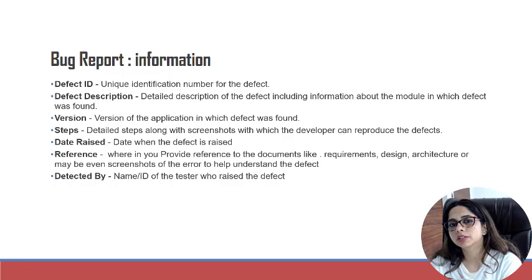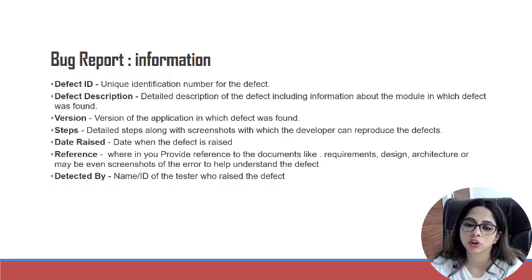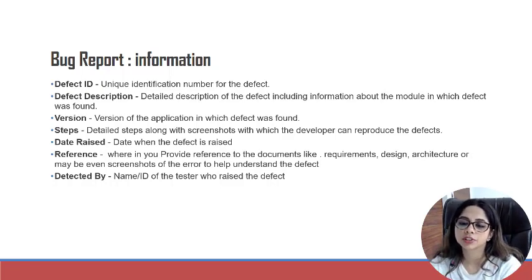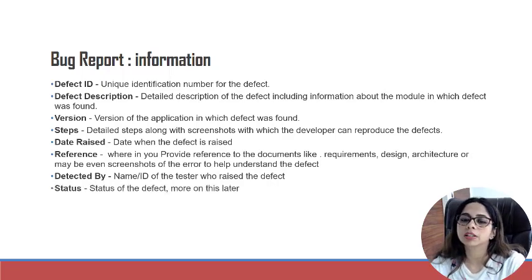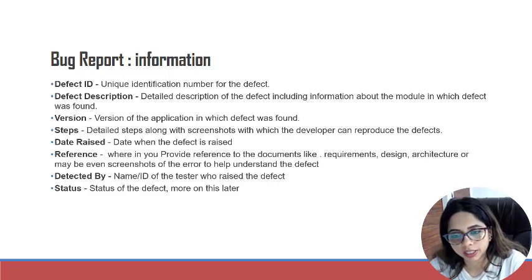Detected by is the person who is actually marking the issue, so it's automatically your name, or if it's not there, then you have to mention your name. Status is very important. The bug status we will discuss in the next session, wherein we'll discuss bug life cycle. But for now, you have to understand status is the current situation in which the bug is there.